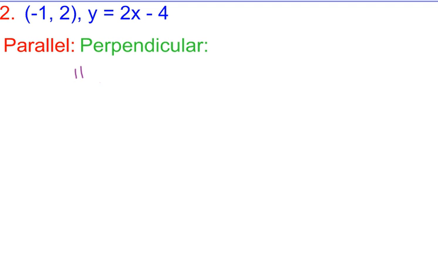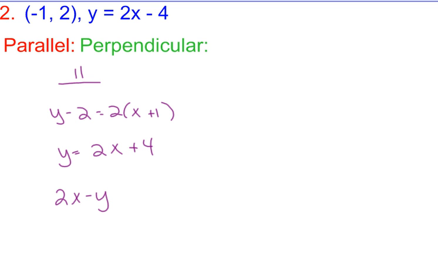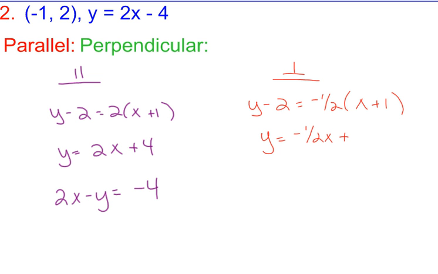So for your parallel, we have y minus 2 equals 2 times x plus 1. That's my point slope. Slope-intercept, you should have gotten y equals 2x plus 4. And standard is 2x minus y equals negative 4. For perpendicular, I would have y minus 2 equals negative 1/2 times x plus 1. y equals negative 1/2 x plus 3/2, or 1.5. And x plus 2y equals 3.